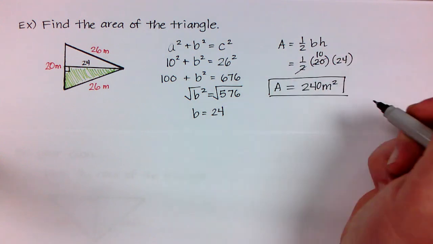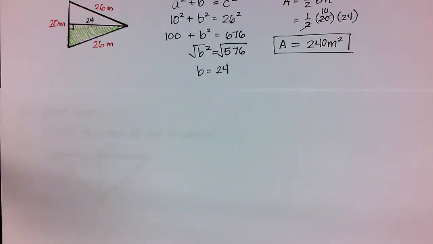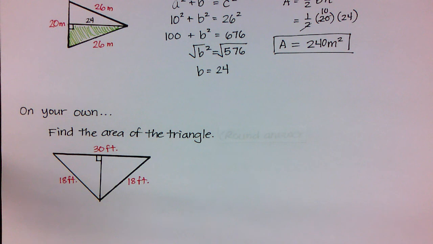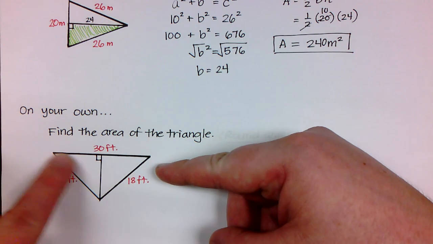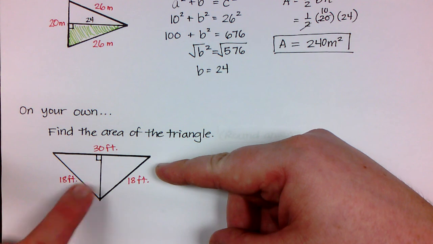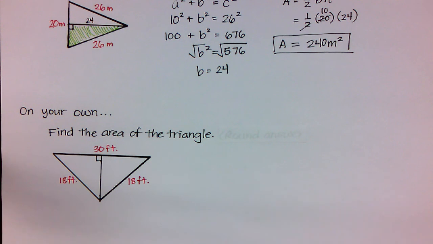And I'm done. So on your own, I'd like you to do a problem just like this. And I want you to try it out before you come back to class. Find the area of this triangle, and it has the base is 30, and it has 2 of the sides, which are both 18 feet, but we don't know what the height is. So go through the same process and find it out, and I'll see you when you come back to class.